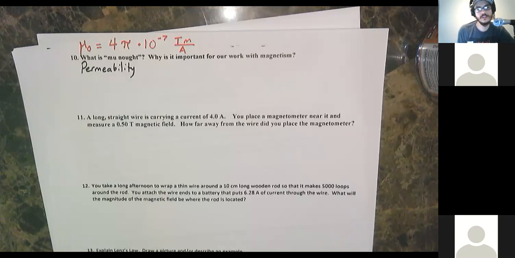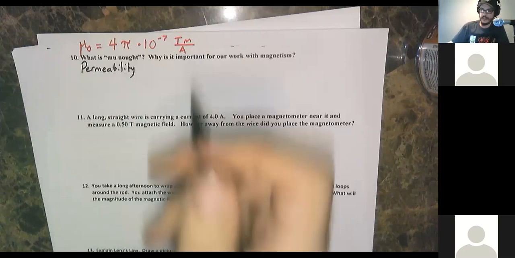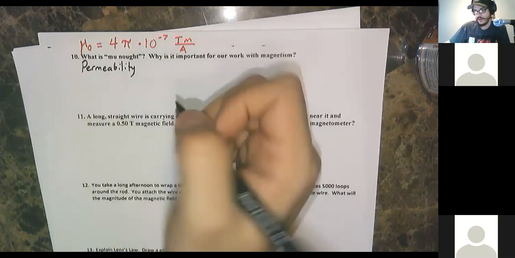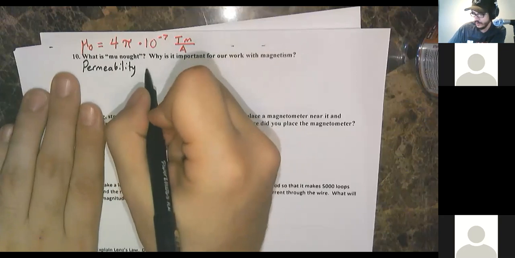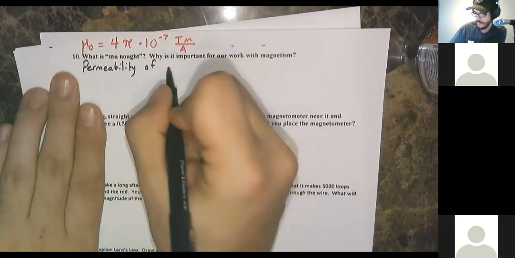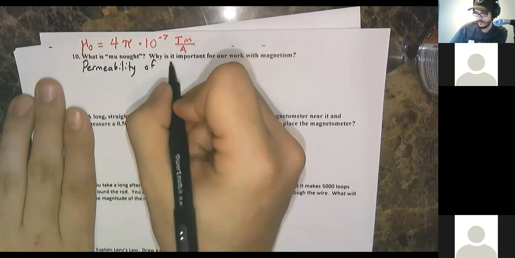Or if you paid attention in biology class, cell membranes can be permeated. If you have water on one side, it'll permeate through to the other side of the cell membrane. It'll move throughout. Permeability means to move throughout. So it is the permeability of space.